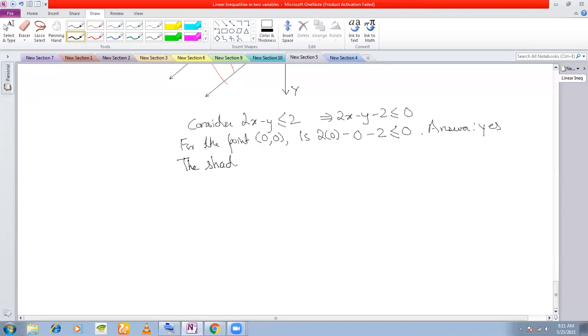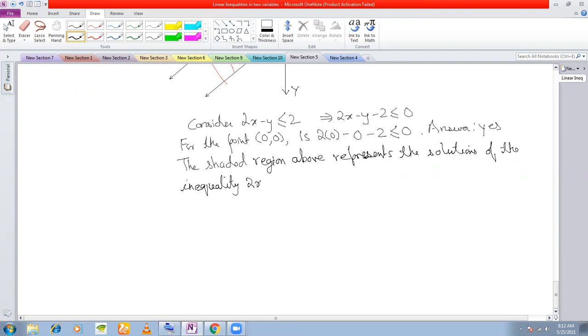the shaded region above represents the solutions of the inequality 2x minus y less than or equal to 2.